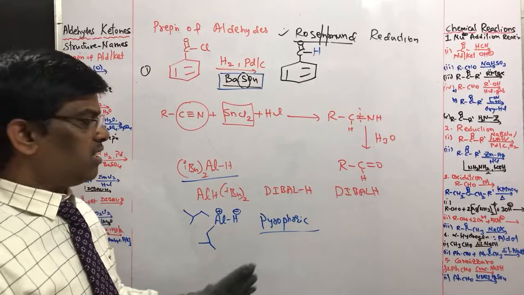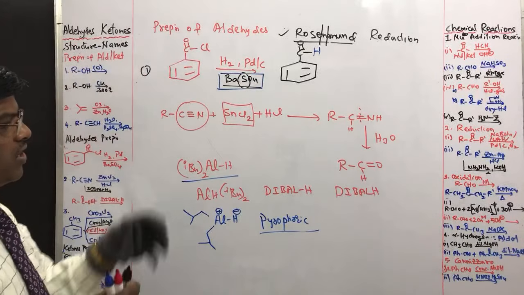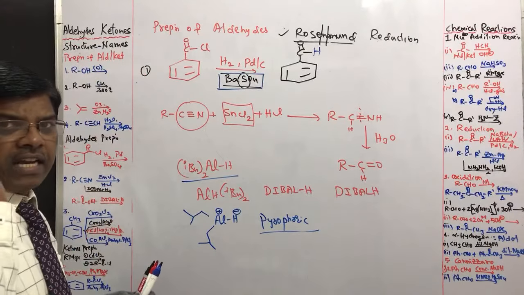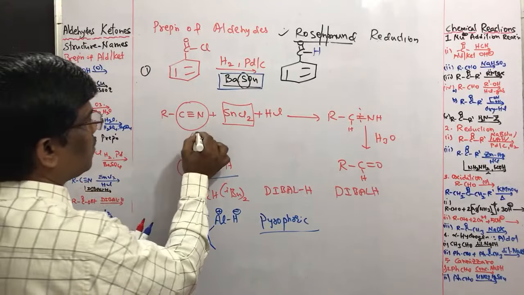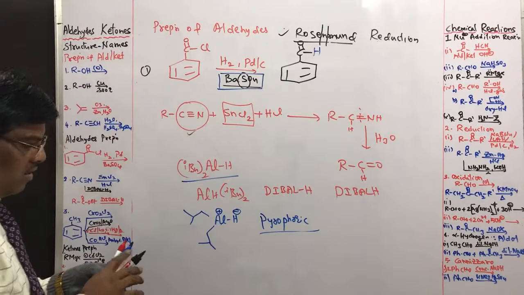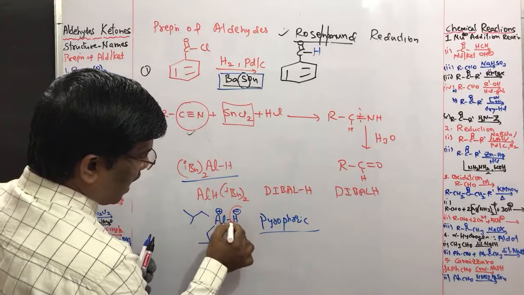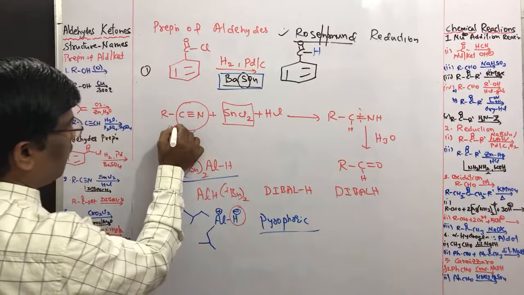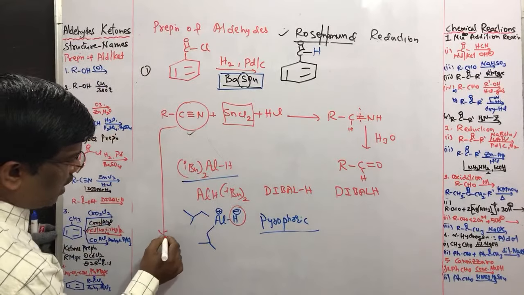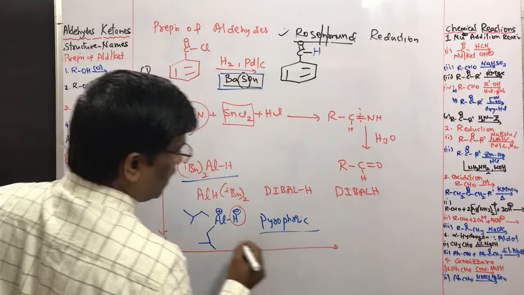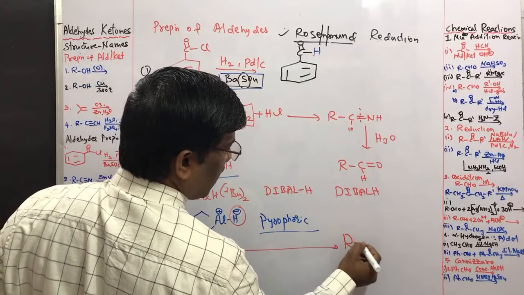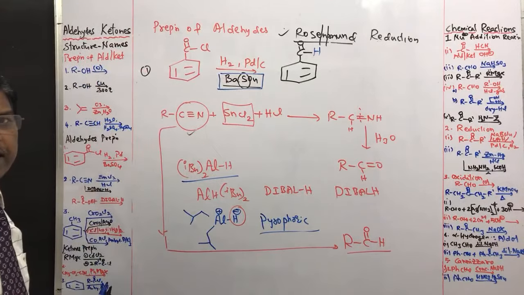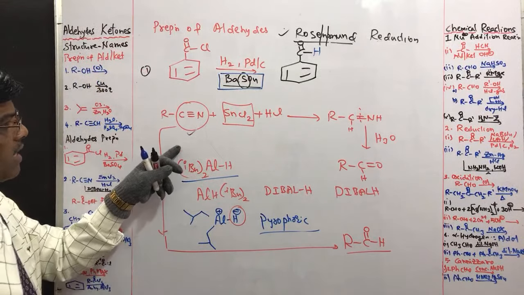very specific conditions. Anyhow, regarding our chemistry, this diisobutyl aluminum hydride specifically reduces nitriles to aldehydes. So only one hydride is going to be given. So when I add diisobutyl aluminum hydride to this nitrile, it is going to give aldehydes. This is one of the methods for the preparation of aldehydes from nitriles.